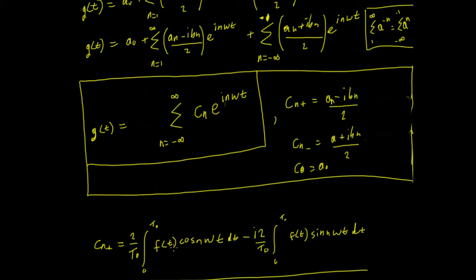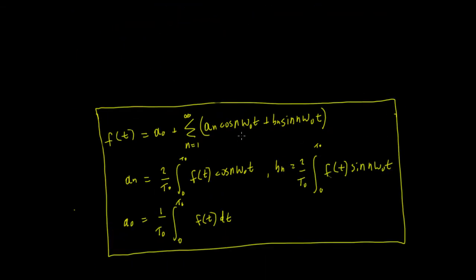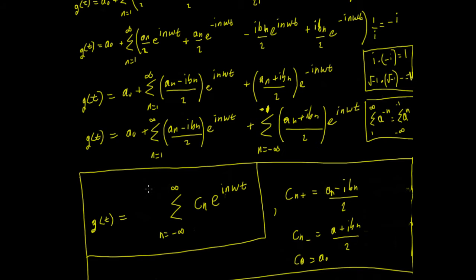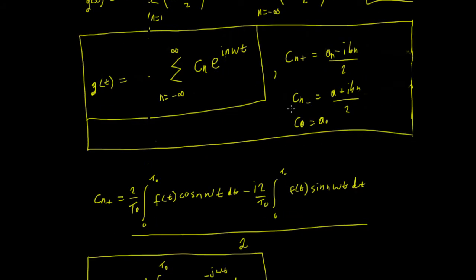So if we come back up here, in order to get this an and bn, we know our an is written as this, and we know our bn is written as this. So now what we want to do is take our (an minus i bn) upon 2, and that's just what I've done here. The an is going to be 2 upon t naught, the integral from 0 to t naught of f of t cos n omega t dt. That's just the value for an, and it's all divided by 2.